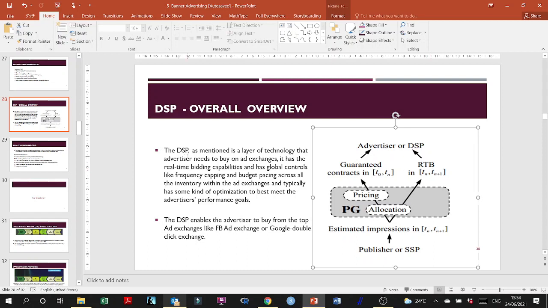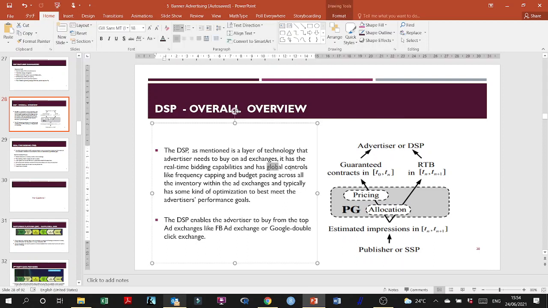The demand side platform, as mentioned, is a layer of technology the advertiser needs to buy on an ad exchange. It has real-time bidding capabilities, and has global controls like frequency capping and budget pacing across all the inventory within the ad exchanges, and typically has some kind of optimization to best meet the advertiser's performance goals.